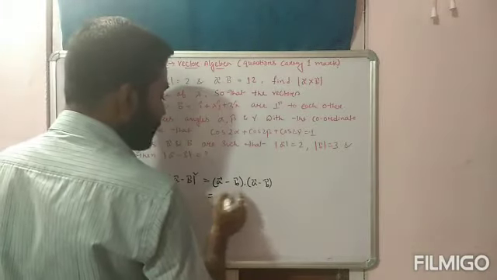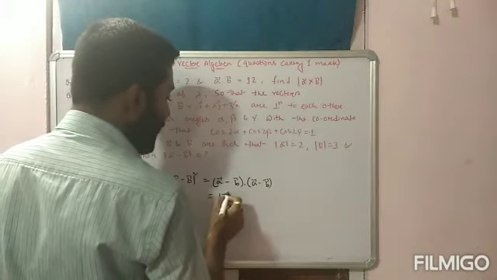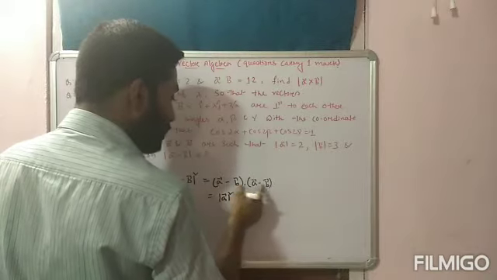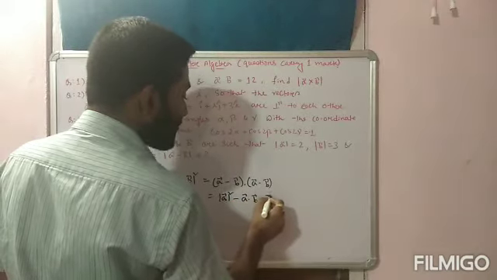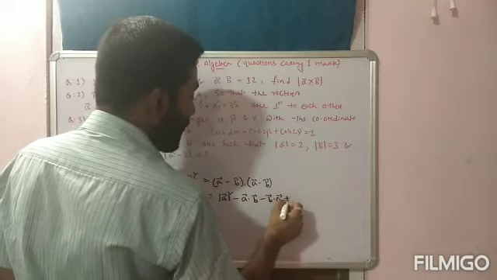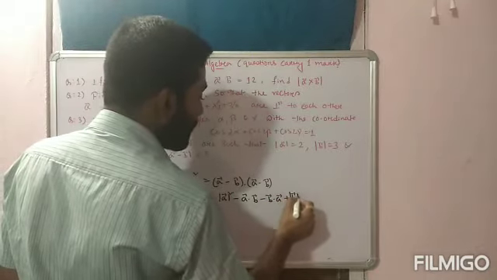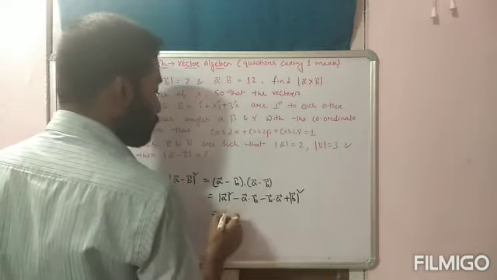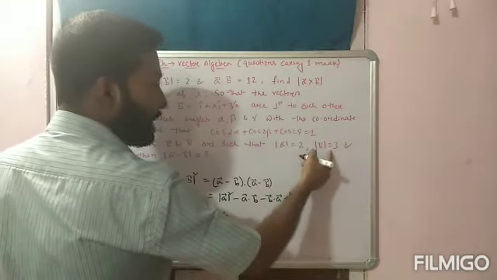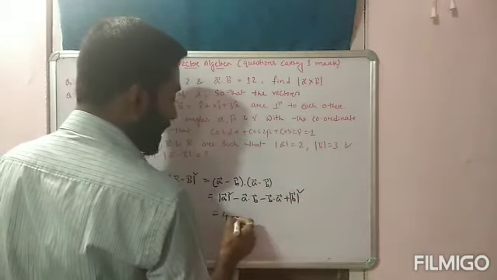Okay. So A bar dot A bar we all know is mod A square, minus A bar dot B bar, minus B bar dot A bar, plus B bar dot B bar which is mod B square. So mod A is given 2, so 2 square is 4. Mod B is given 3, so 3 square, that is 9.